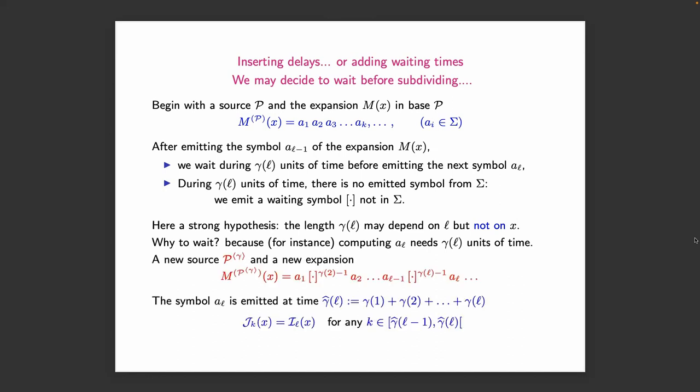So we obtain in this process a new source, P to the gamma, and a new expansion. So I produce a1, then I wait gamma 2. Then I produce a2 and so on. The symbol a_l is emitted after the time, which is exactly the sum of gamma 1 plus gamma 2 plus up to gamma l. During this interval of time, nothing changed for the fundamental intervals. The fundamental interval stayed the same. Okay, this is the process of inserting delay or waiting times.